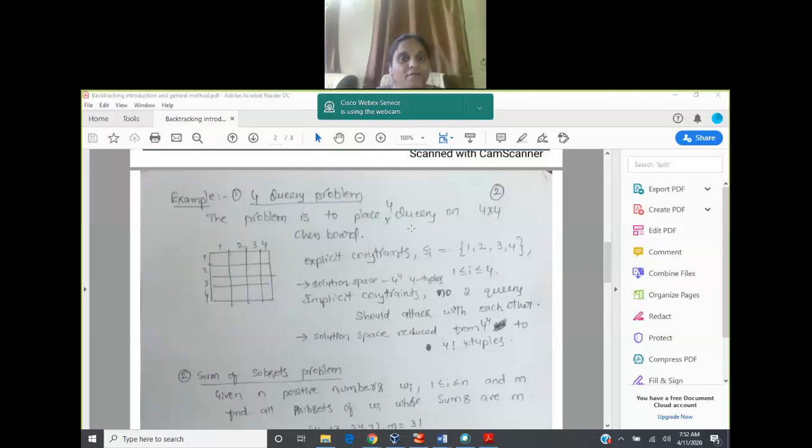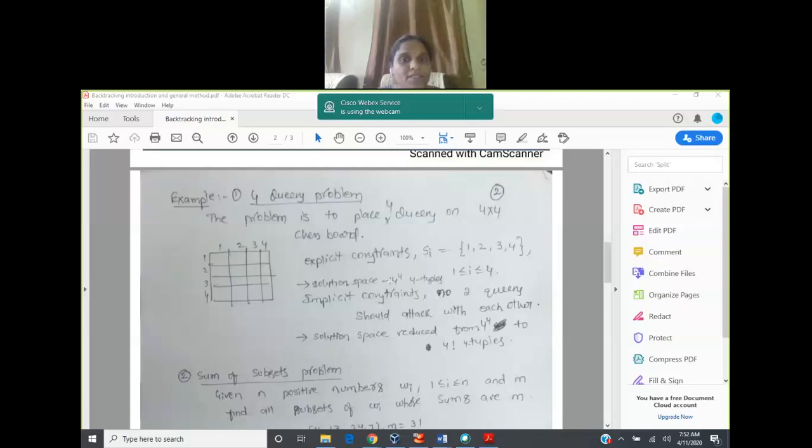Okay, the difference between implicit and explicit constraints is, if you apply explicit constraints on the data set, you get the solution as a 4 power 4 tuple solution. That means n is 4 here. So 4 power 4 solution spaces, solution vectors, will be obtained. If you apply implicit constraints also, then the solution space will be reduced from 4 power 4 to the 4 factorial 4 tuple solution.